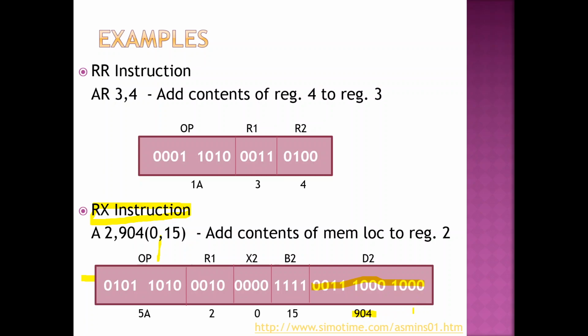So what are we doing actually? We are actually altering the instruction itself. This is the instruction 0101 1010, whatever it is, 1000, which means A 2, 904 of 0 comma 15, right? However, what am I going to do? I'm going to take the instruction itself and add 4 to the instruction, so that the instruction becomes A 2, 908 of 0 comma 15 once I add 4 to it.